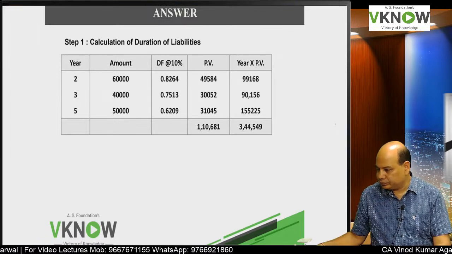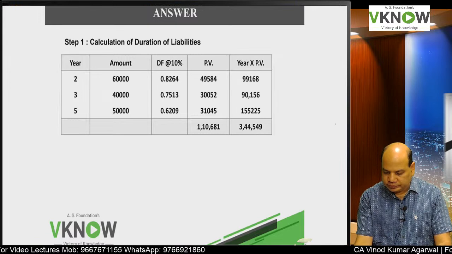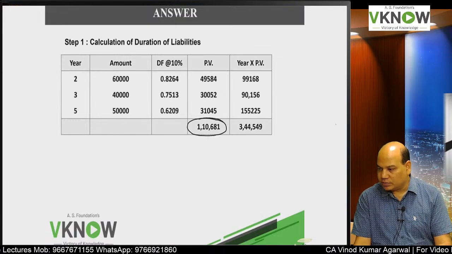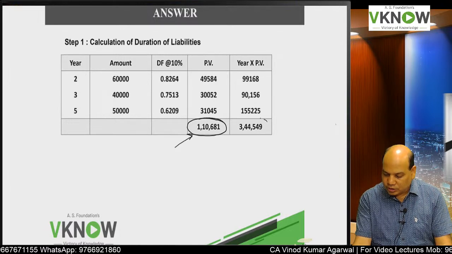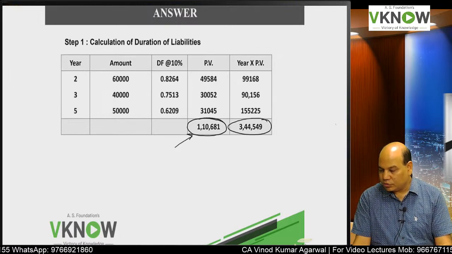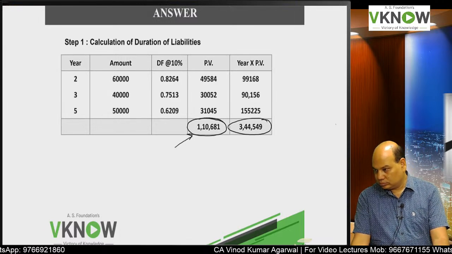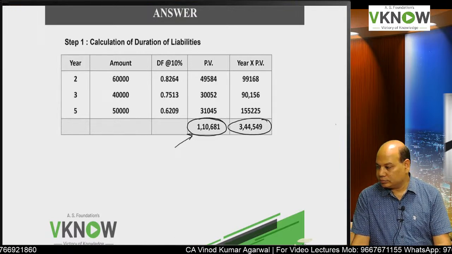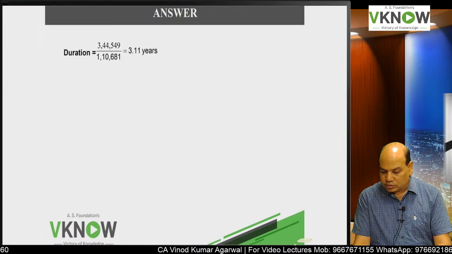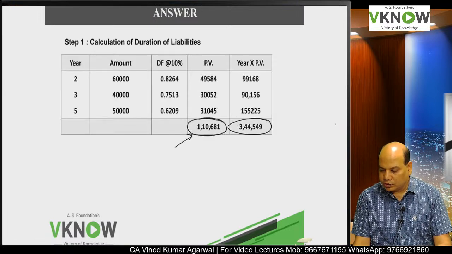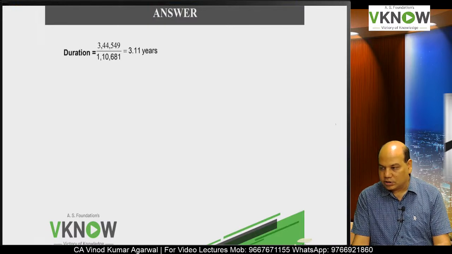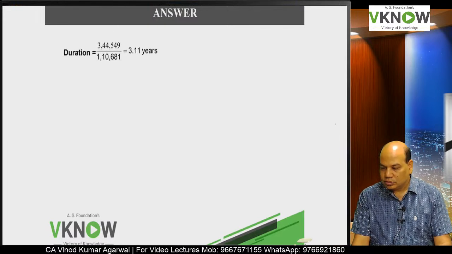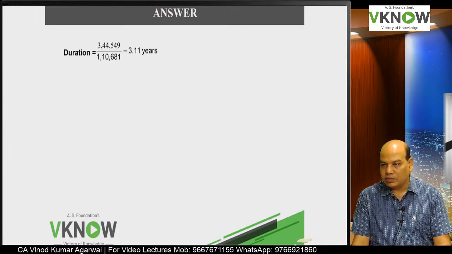Check the answer now. Please confirm. Are you getting 1,10,681? Online students, please confirm. Last column, 344,549. Is it right? Everybody please reply yes. In case you have not got it, please just note down these numbers; later on you can check it. Same problem we are doing, so will not take much time. Duration is equal to 344,549 divided by 110,681. So that comes to 3.11 years.